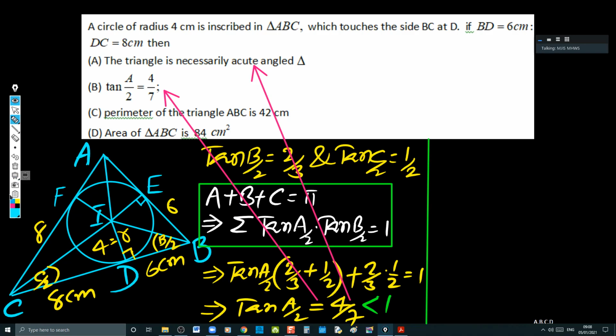So this is A by 2, you mean to say? Yes. Yes. Ye to 4 diya hai. And tan A by 2 we know. Very good. Implies tan A by 2 is nothing but 4 by AE. Wohi hai na? 4 by AE is equal to 4 by 7. Good. AE is equal to 7.